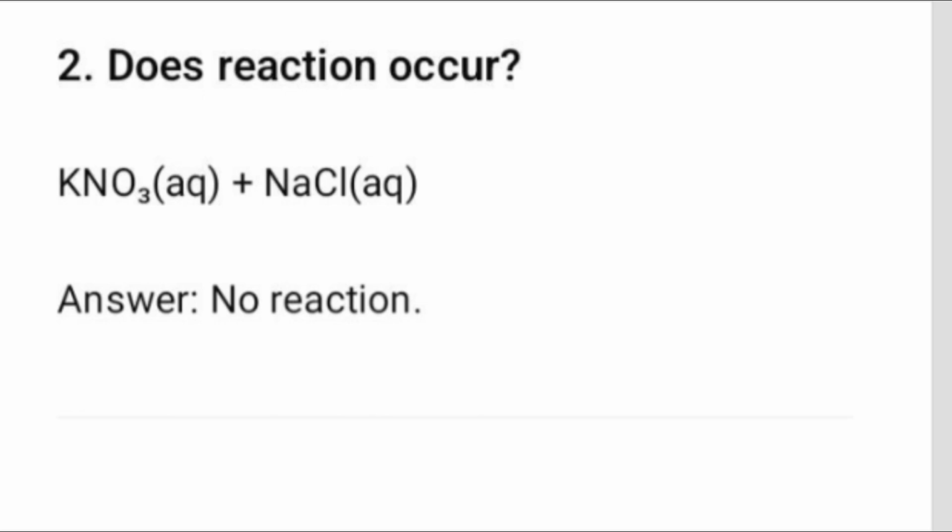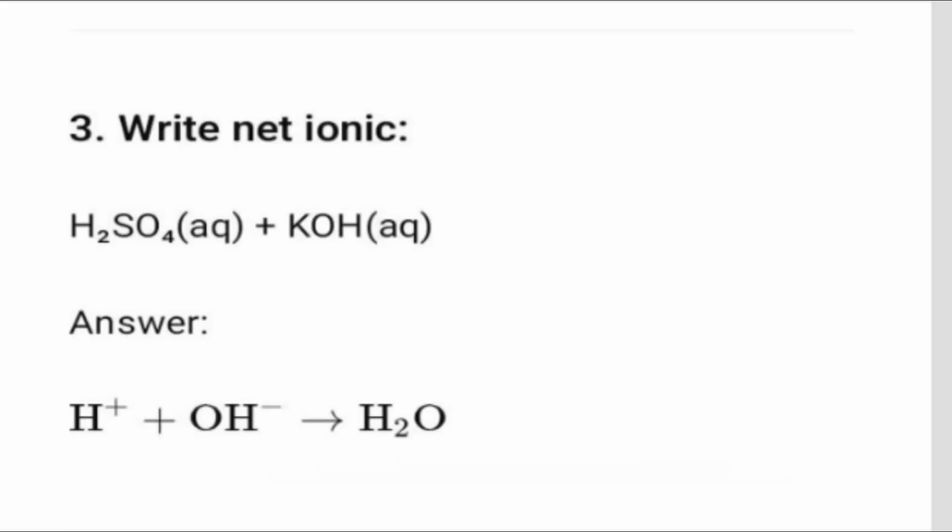The third one is to write the net ionic equation. We have sulfuric acid and potassium hydroxide. So that's the net ionic equation. Go ahead and try to do that to see if you are going to have the same answer. So that's the end of this video, guys.